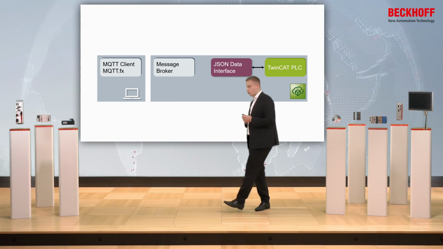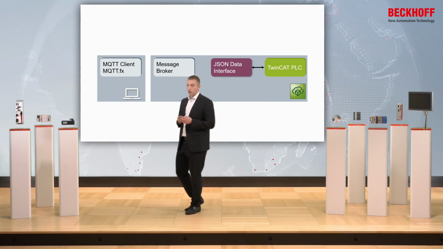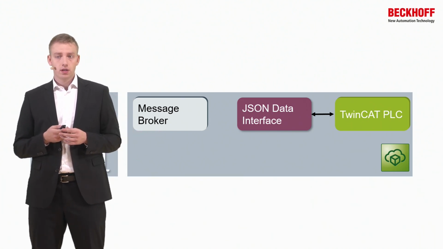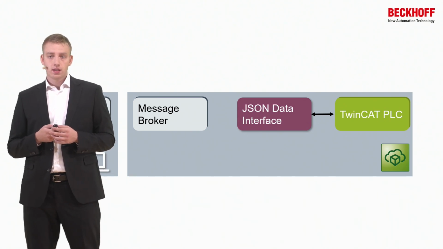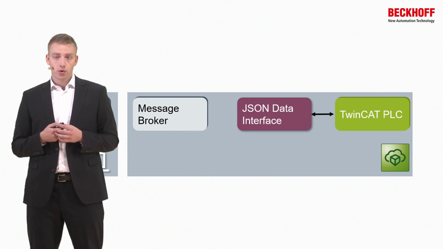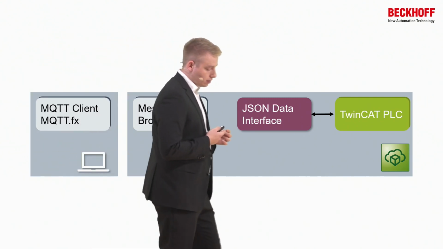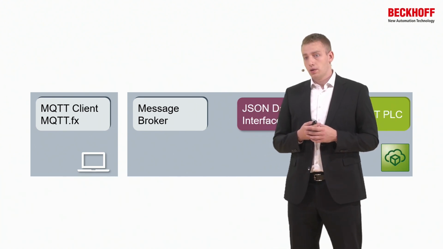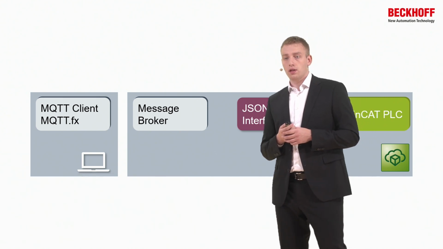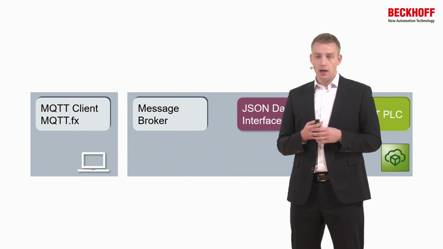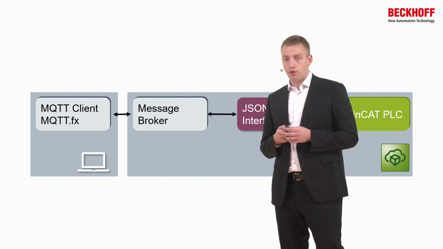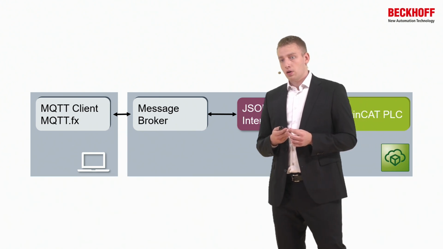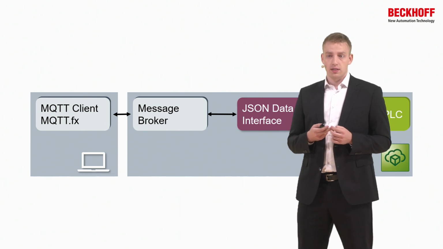So now we want to switch over to our application sample. We have a TwinCAT Cloud Engineering instance here, which is basically a virtual machine. There we have a TwinCAT PLC and the JSON data interface and also the message broker. And we will connect this TwinCAT PLC and also the MQTT client, which is running on a local engineering laptop. And we have both of them, as I said before, connect to the message broker, and then we will see some sample commands of requests to the JSON data interface.